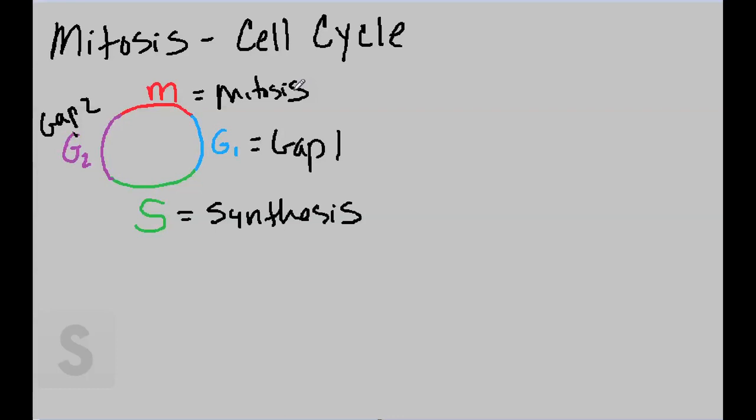In the gap 1 phase, the cell basically stops and checks to make sure that the cell is ready to undergo the synthesis phase. In the synthesis phase, the cell replicates DNA. So you go from having one copy of DNA to two copies of DNA. This is crucial for the process of mitosis because one copy of DNA will go to one daughter cell and a second copy of DNA will go to the other daughter cell that's produced by mitosis.